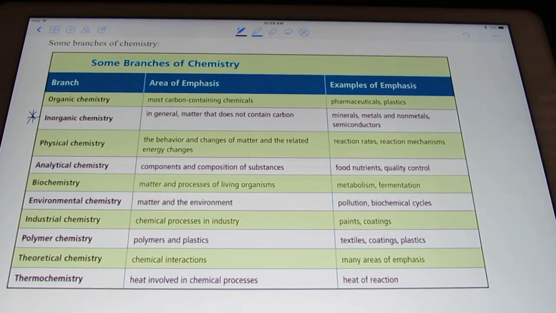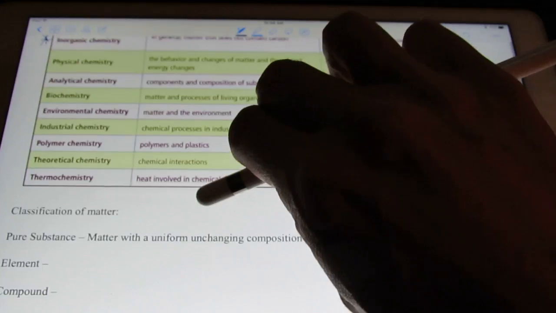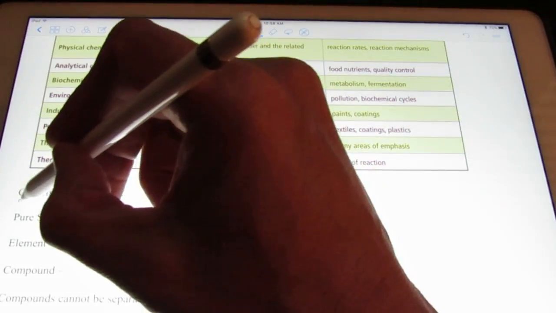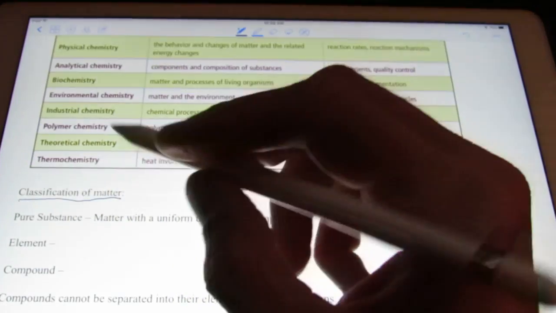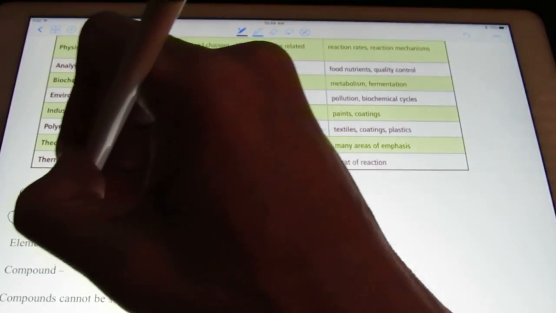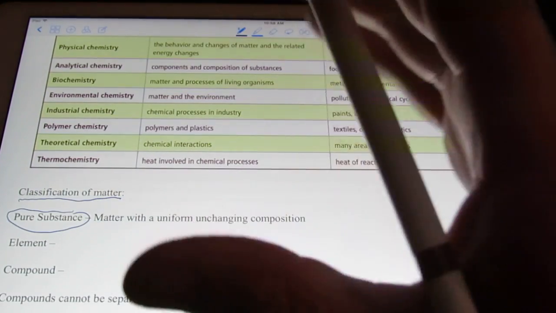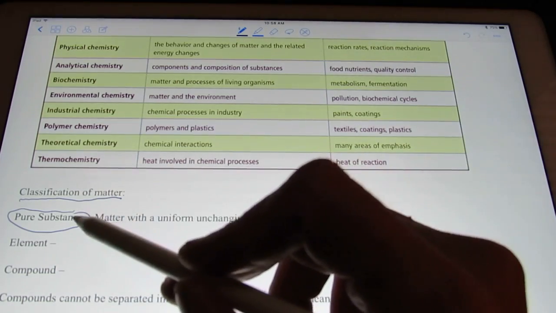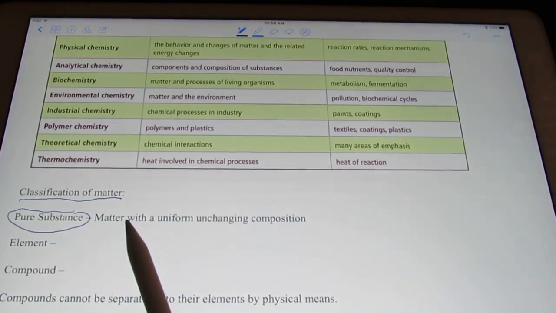You can read briefly about each branch of chemistry, their area of emphasis, and the examples of emphasis in your notes. Now, chemists, like most scientists, like to classify things. And so we like to classify matter. And we break it down into two broad categories, and then underneath those broad categories there will be some subcategories. So we have pure substances that we'll talk about first, and the other broad category would be mixtures of those pure substances. So let's first talk about pure substances.